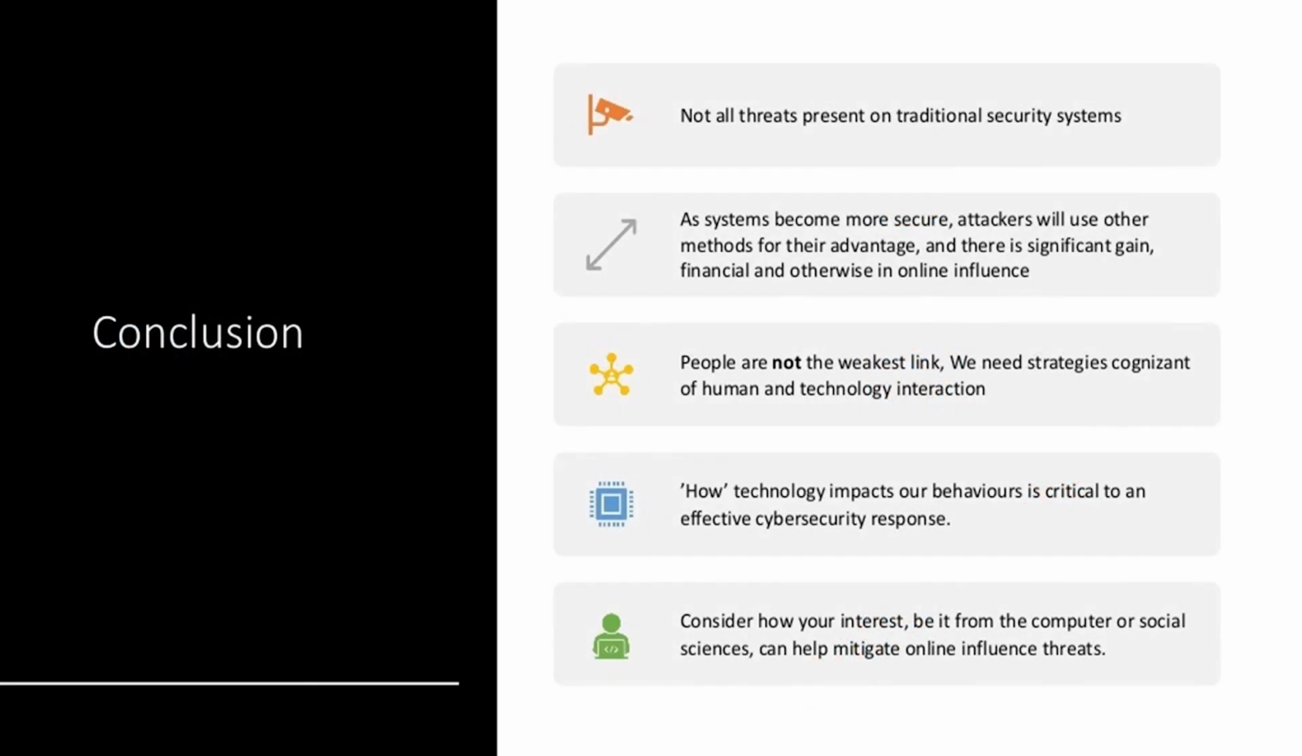So the key points are: not all threats present on traditional security systems. As systems become more secure, attackers will use other methods for their advantage, and there is significant gain, financial and otherwise, in online influence. People are not the weakest link. We need strategies cognizant of how people behave and human and technology interaction. How technology impacts our behaviours and how our behaviour determines technological developments is critical to an effective cybersecurity response.